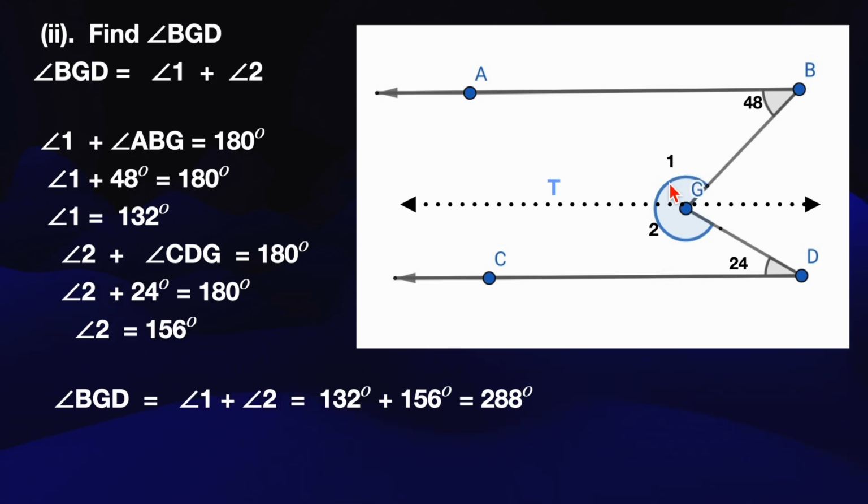Let's find angle 1. So angle 1 plus 48 degrees is equal to 180 degrees, interior angles on the same side of the transversal. So angle 1 is 180 minus 48, that is 132 degrees. Similarly, angle 2 plus 24 is 180. So angle 2 is equal to 180 minus 24, that is 156 degrees. Now add angle 1 and 2. You get 132 degrees plus 156 degrees is equal to 288 degrees. So this whole angle is 288 degrees.